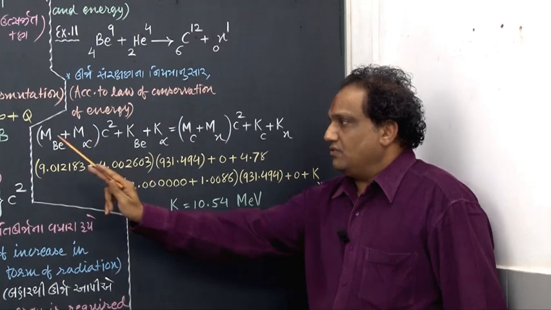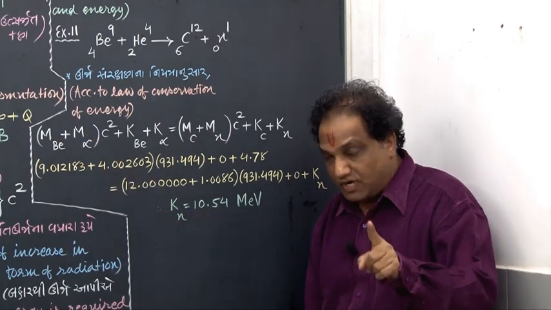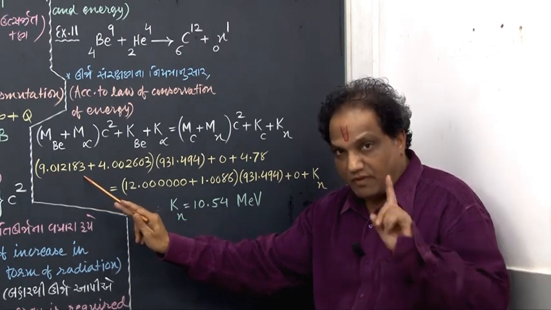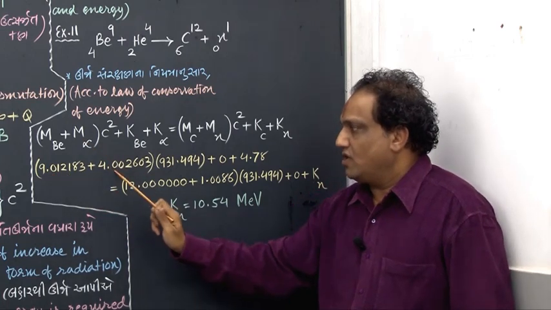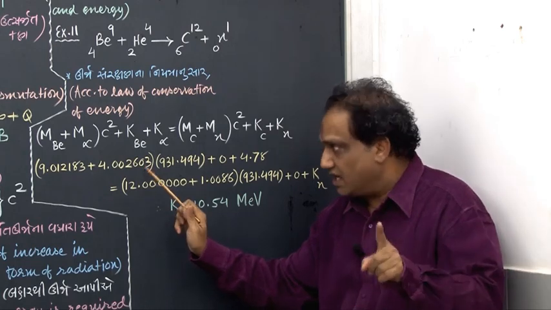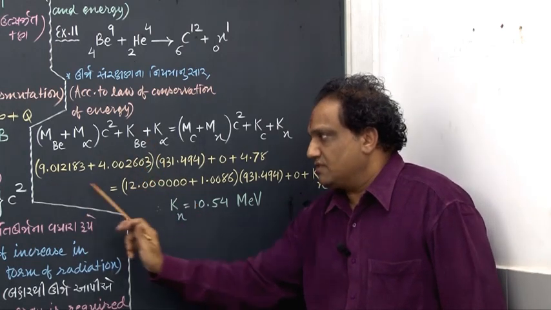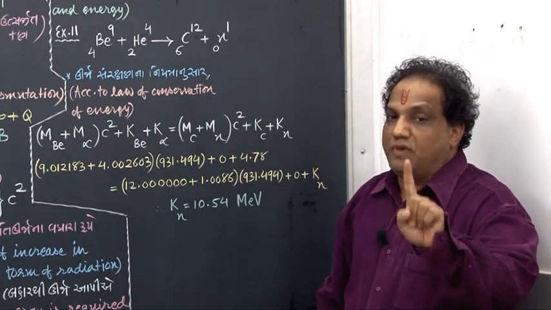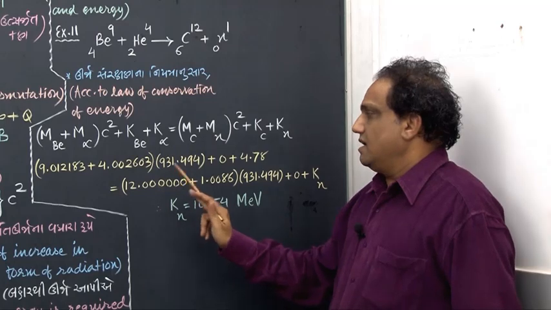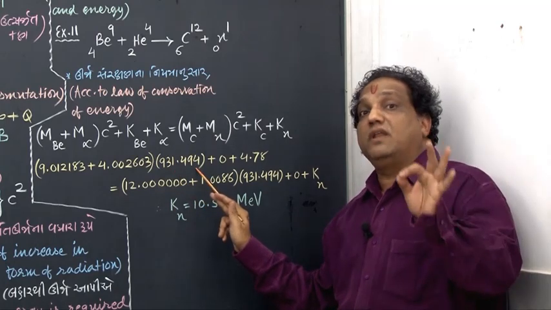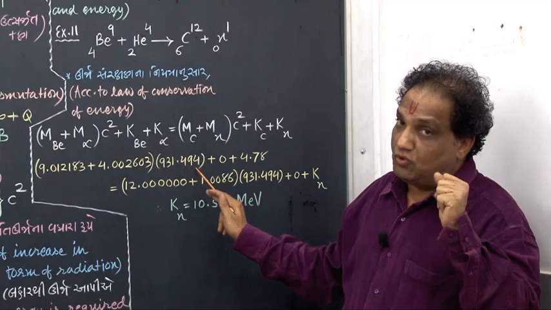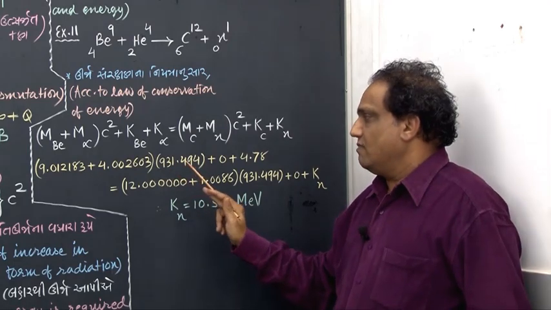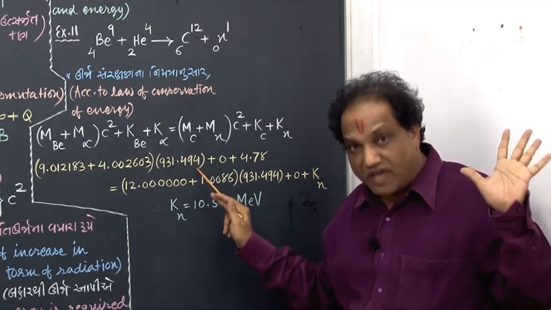Fine. Now these masses they have given in atomic mass unit. For beryllium they have given mass 9.012183 atomic mass unit. For alpha particle 4.002603 atomic mass unit. And if you have got this mass in atomic mass unit, then what is its equivalent energy? For that you must multiply it by 931.494 million electron volt, because it is given in the statement that one atomic mass unit is equivalent to 931.494 million electron volts of energy.